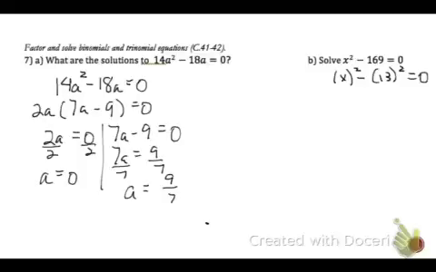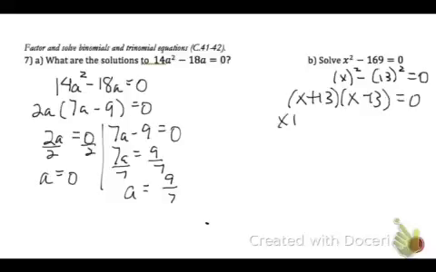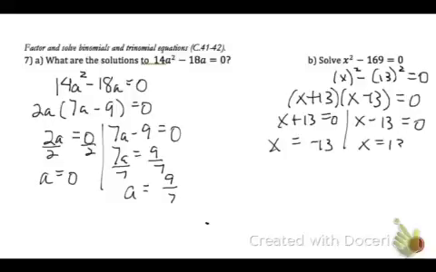So that will factor as the first term, x, plus our second, which is 13, times the first term, which is x, minus the second, which is 13. Then we use that zero product property rule again, set them both equal to 0, and solve. So x equals negative 13, and x equals positive 13.